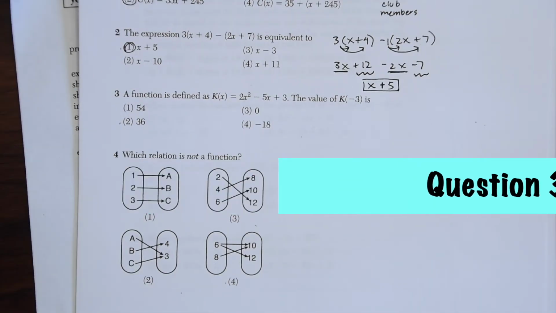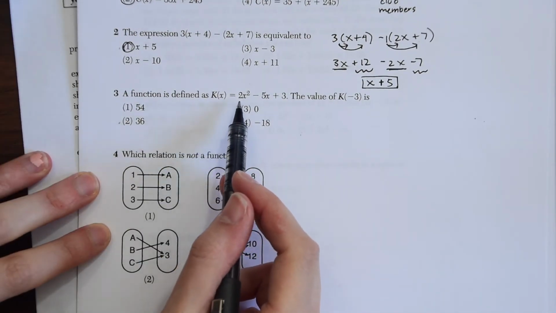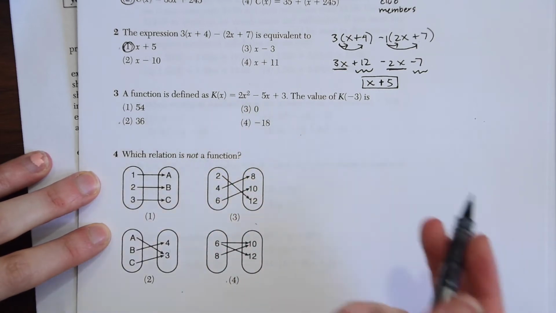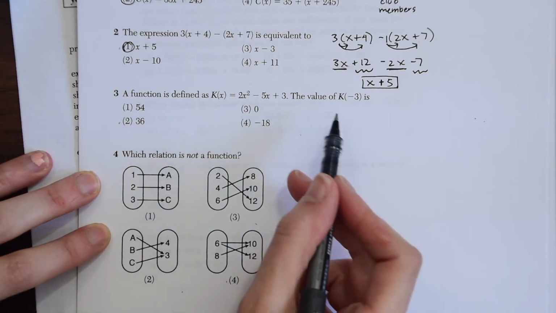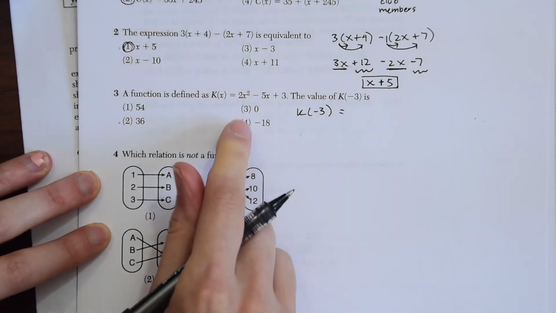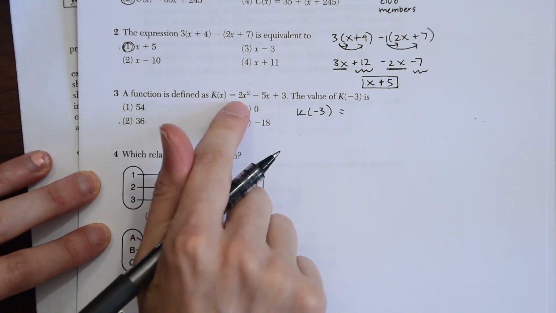Question number 3. A function is defined as k of x equals 2x squared minus 5x plus 3. The value of k of negative 3 is. So here we just need to plug in negative 3. So k of negative 3. We're just going to plug in negative 3 into where x is and then solve.